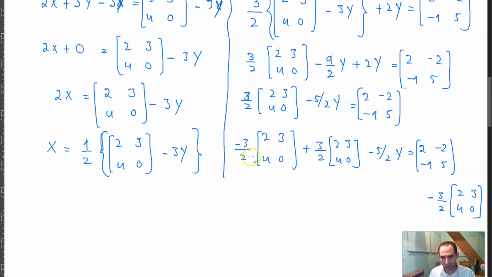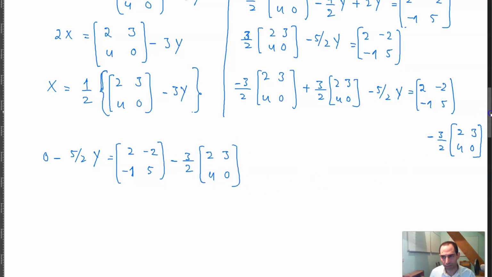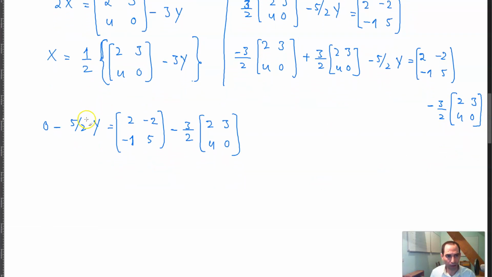Right? Now these two would be O, because this is the negative of this matrix, so I can write O minus 5 halves y is equal to [2, negative 1, 5], and minus 3 halves [2, 3, 4, 0], and that is the same thing as negative 5 halves y is equal to basically [2, negative 1, 5].